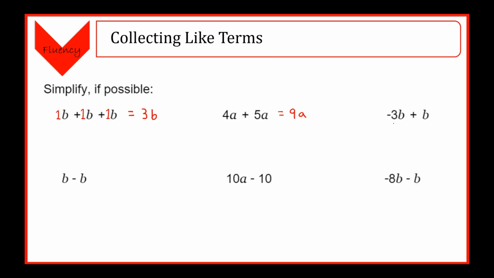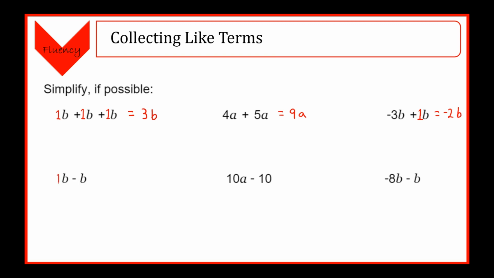Same variables here, b and b. Negative 3 plus an invisible 1 in front of the second b. So negative 3b plus 1b. Negative 3 plus 1 is going to be negative 2b.